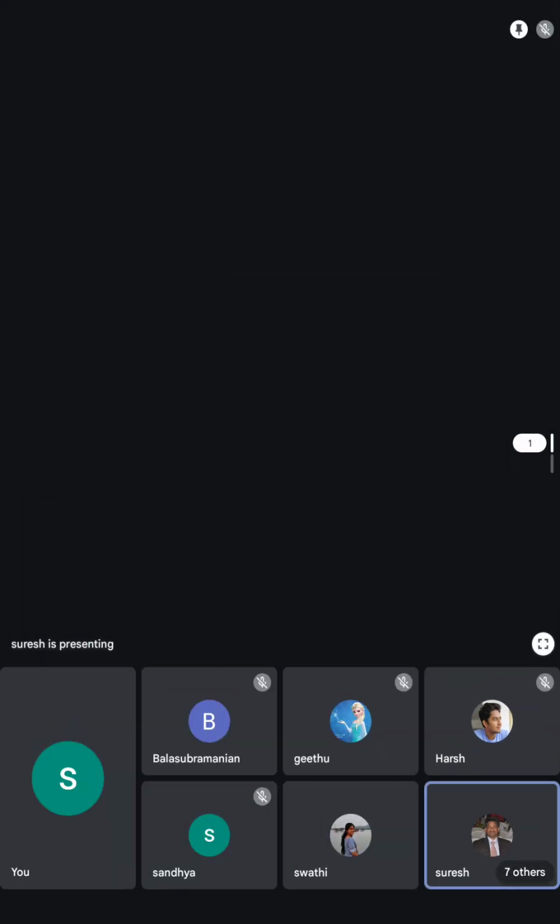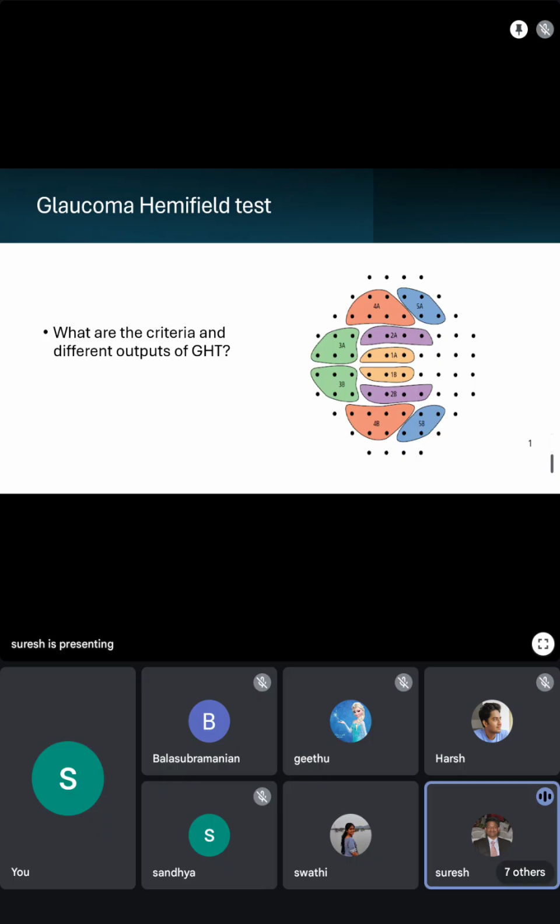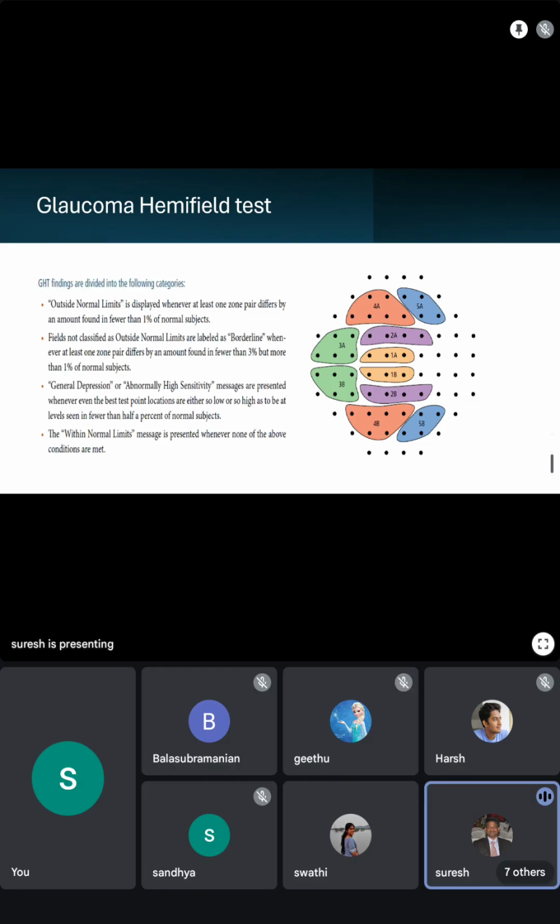So what are all the possible outputs that a glaucoma hemifield test can give? This also madam told. She explained also. Outside normal limits, borderline, and within normal limits, sir. Yes. So what is the meaning of those?